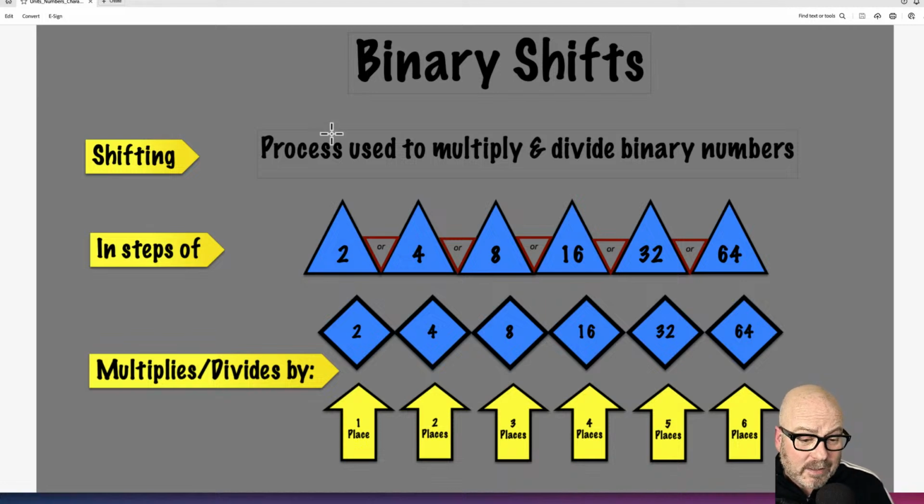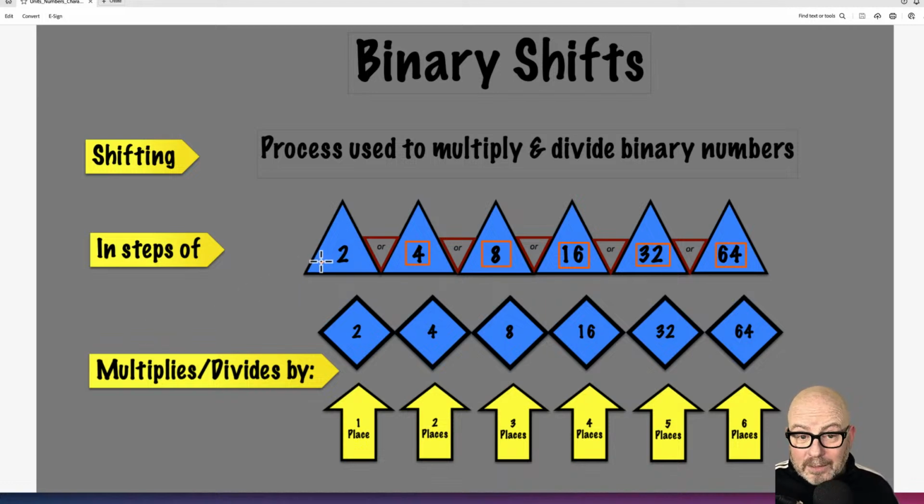Okay, some other principles around binary shifts are this: you do it in steps of 2, 4, 8, 16, 32, 64. You will notice that these double each time. So 4 is twice 2. I mean, this is binary all over, isn't it? 8 is twice 4, 16 is twice 8, 32 is twice 16, and 64 is double 32. So it simply doubles each time.